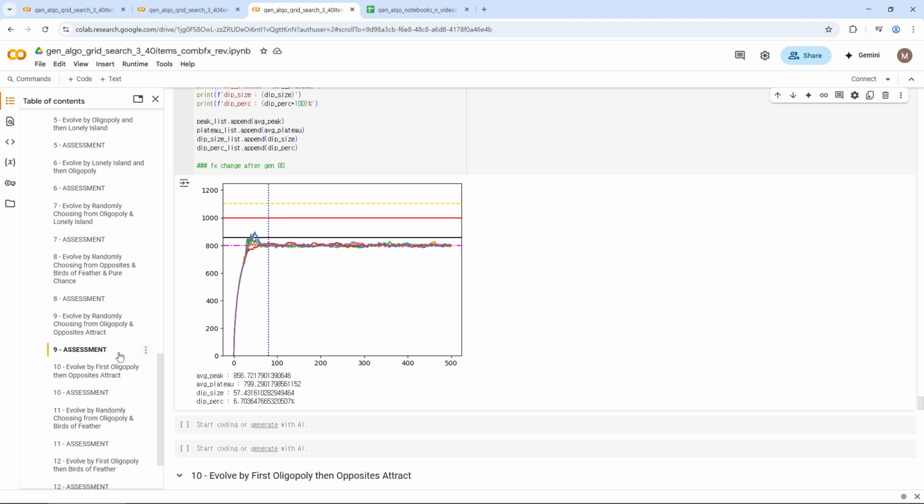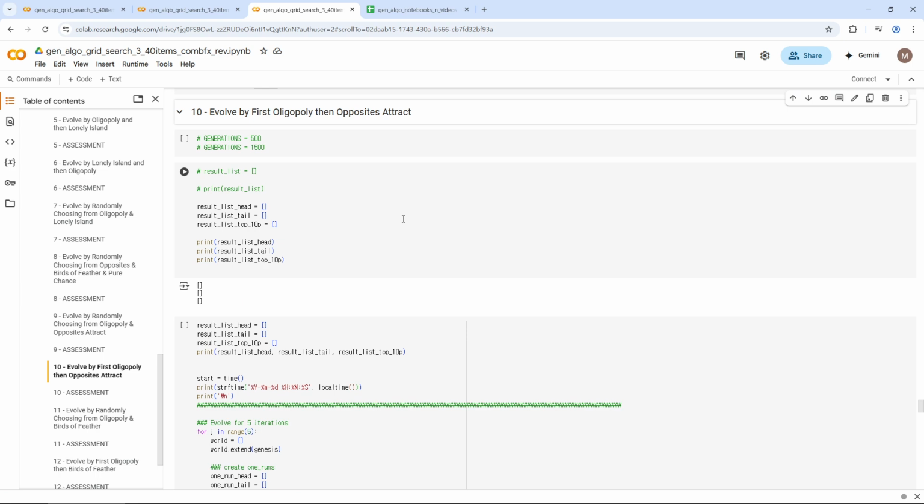That's the only reason. Step 10 is evolve first by oligopoly and then opposites attract. Oh yeah, actually this is what I meant to explain. This is just by random, so sorry, I got that mixed up. Let me correct myself. Step number 9 is evolve by randomly choosing from oligopoly and opposites attract. Number 10 is using oligopoly first and then opposites attract.